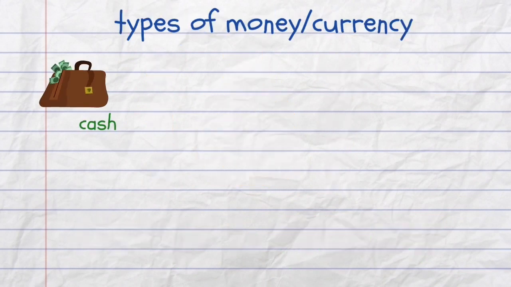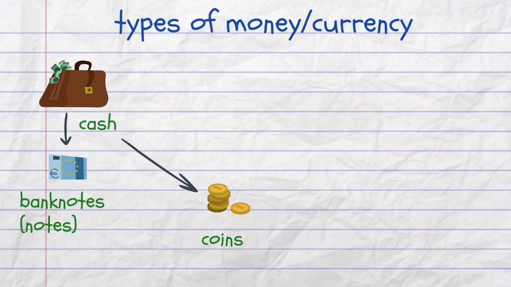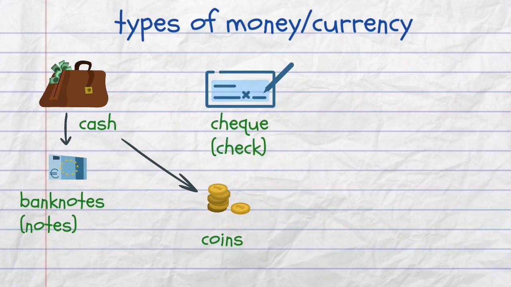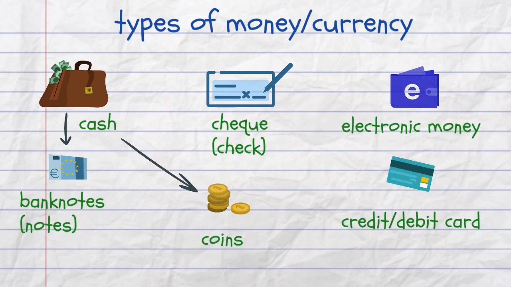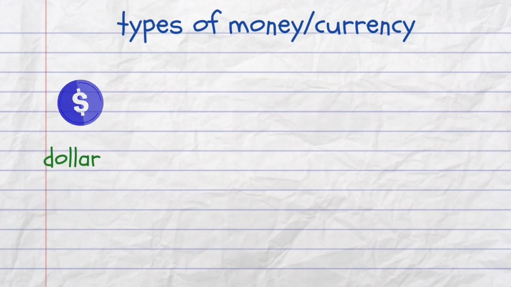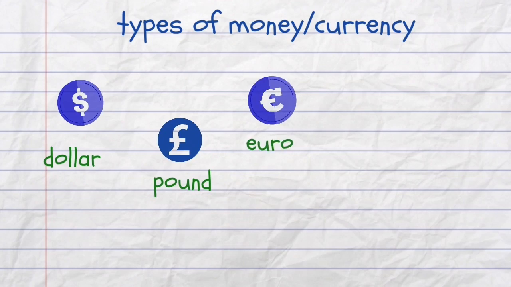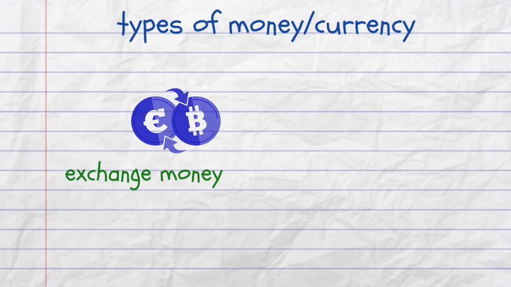So, money can be in cash, which includes banknotes or coins. You can pay by cheque or by debit or credit card, or use electronic money, which doesn't have a physical form. And a system of money in a particular country is called a national currency. For example, in the United States and some other countries it's a dollar, in the UK it's a pound, in the European Union it's euro, and there is also digital currency which is called Bitcoin, a type of electronic money.